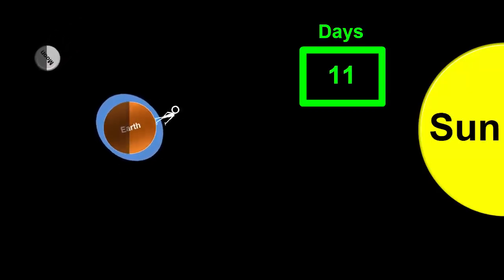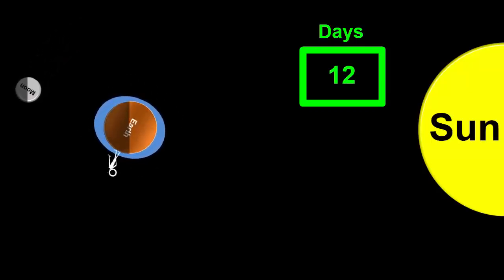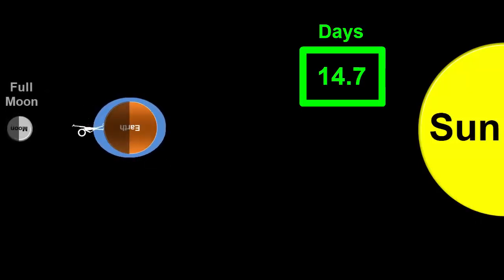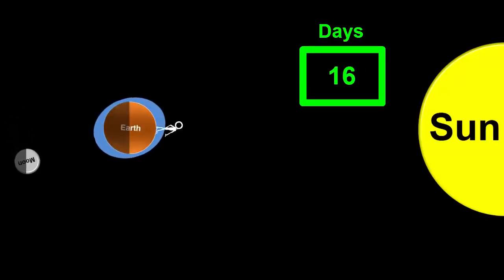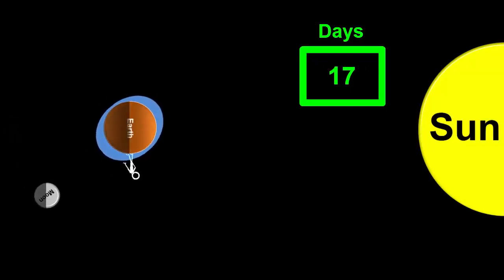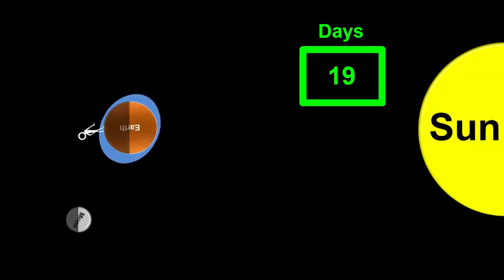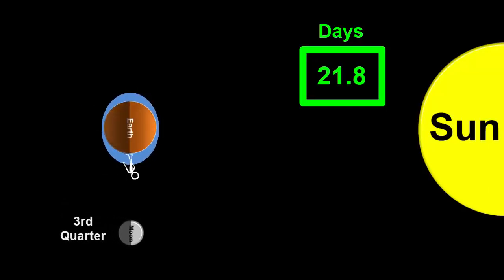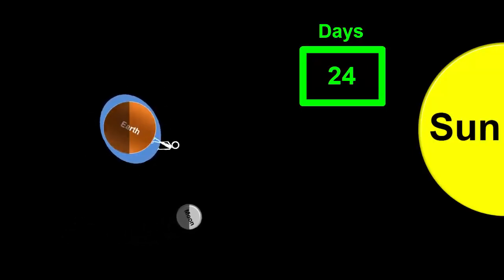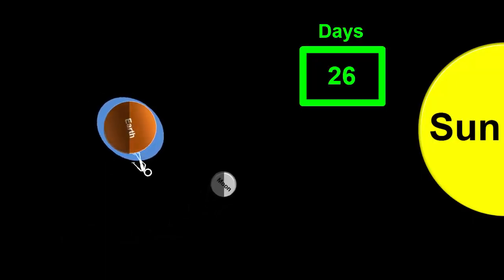After another 7 days or so, the moon orbits to the opposite side of the Earth to the sun, and we can see its full day side. This is the full moon. Then it continues on to the third quarter, before returning to the new moon position to start all over again.